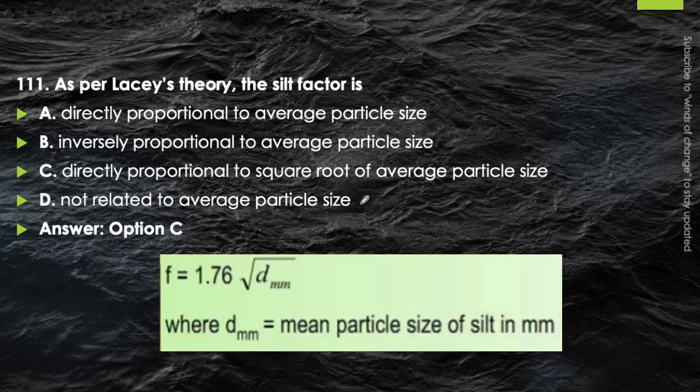It will be 1.76 root d mm. So obviously it is directly proportional to the square root of the average particle size. So answer C will be the correct answer, directly proportional to the square root of average particle size. Okay, this average particle size is given in mm.